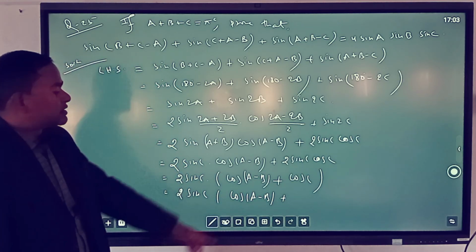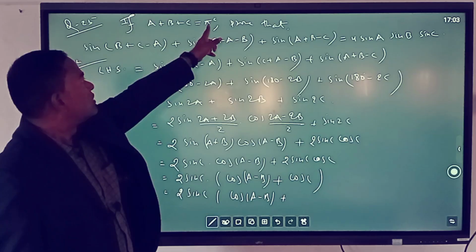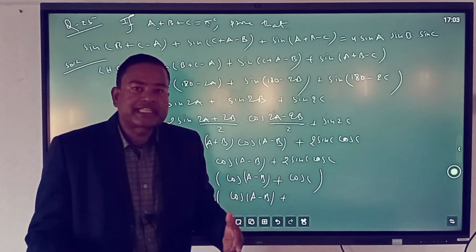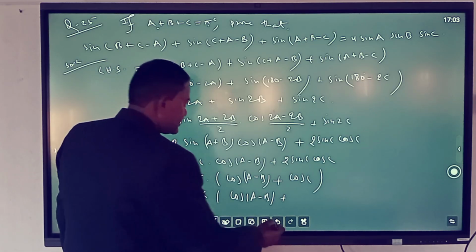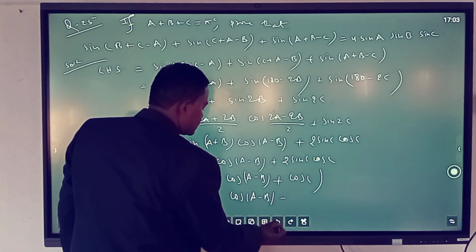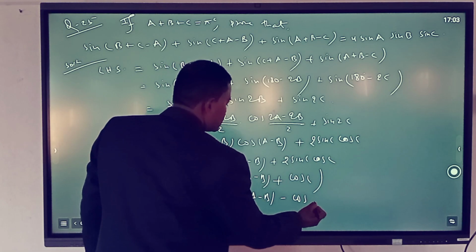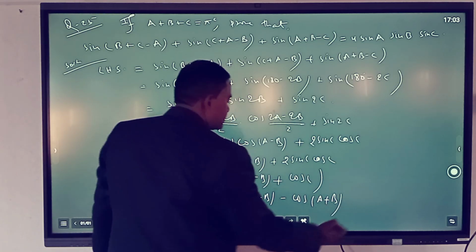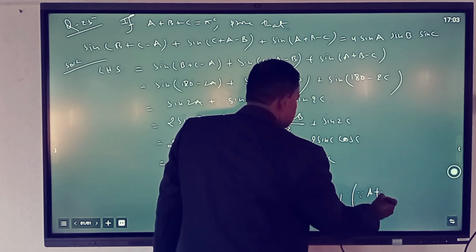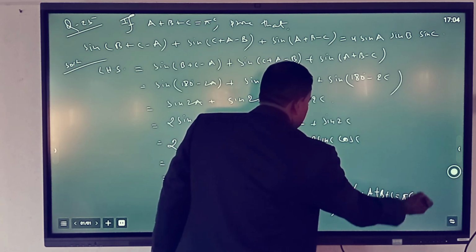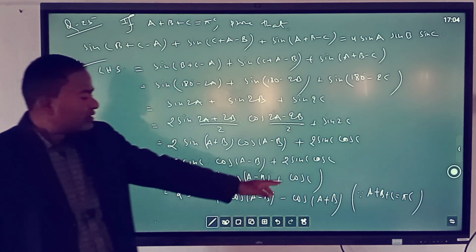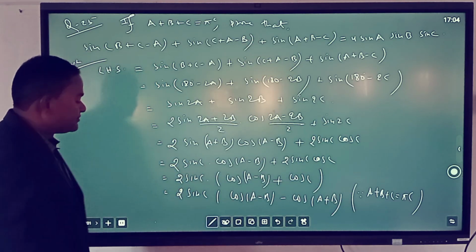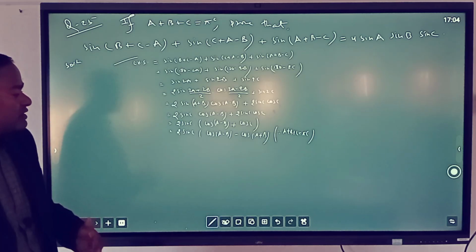Dear student, angle C means 180 minus (A plus B). That means cos(180 minus theta) will be equal to minus cos theta. So dear student, the value of cos C is equal to minus cos(A plus B) according to the given condition. Dear students, let's do the further calculation.